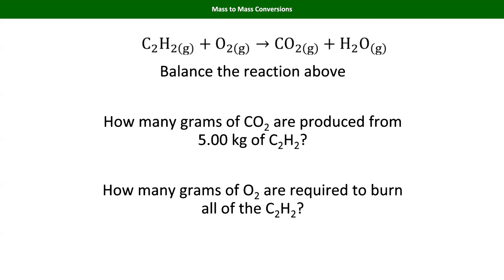We can actually convert from one reactant to another reactant. As long as it's balanced, we can take any ratio we want out of these numbers and write ourselves a conversion with it. So if we want to know how many grams of CO2 are produced from 5 kilograms of acetylene, we've got all the work up here to get us to moles of CO2.